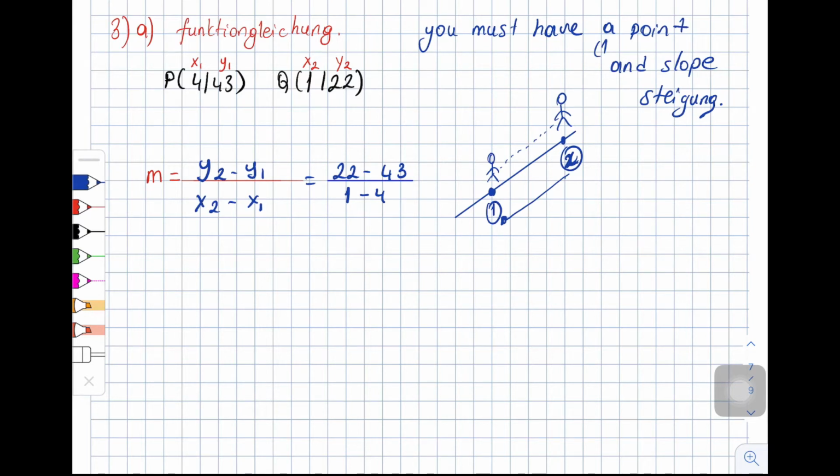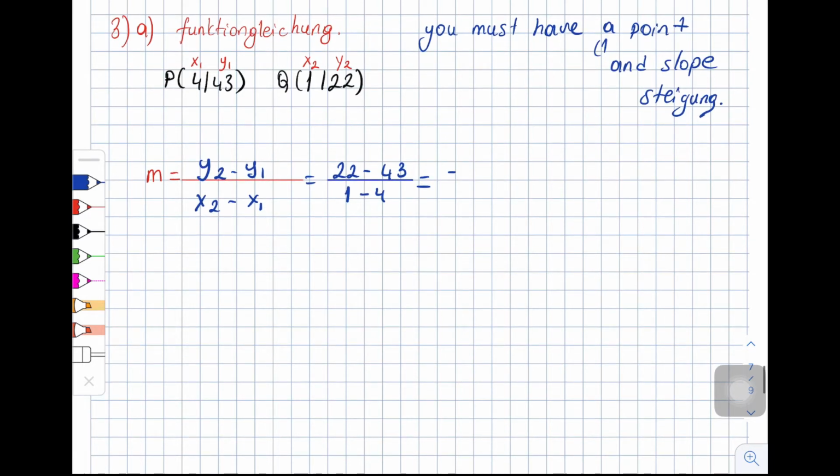Now let's do the calculation. Oh, let me delete it. Okay, what is it equal to? I need someone to help me. Minus 21, right? Isn't it? Yeah. 1 minus 4 is minus 3. Okay, what is my Steigung? I didn't find it yet. Actually, you can leave it like this. That means you have to go 21 times down, 3 times left, but it's too much.